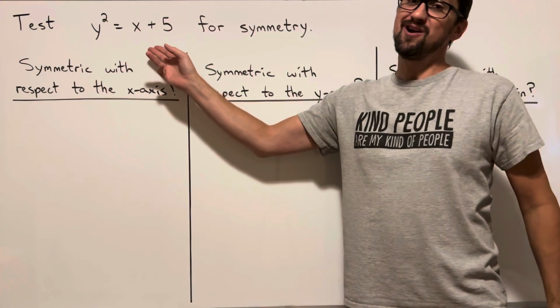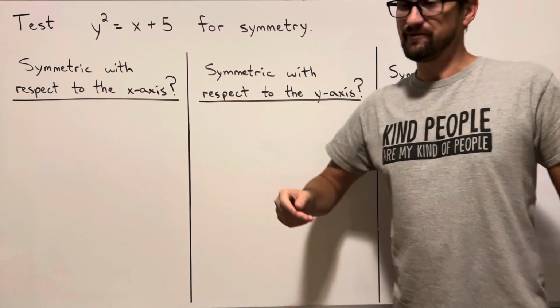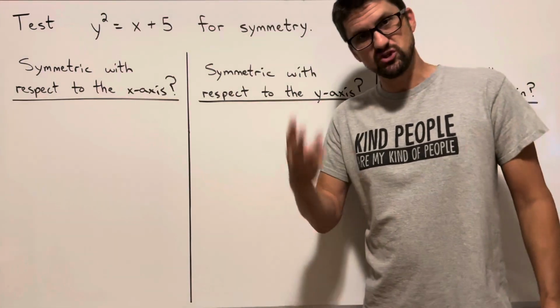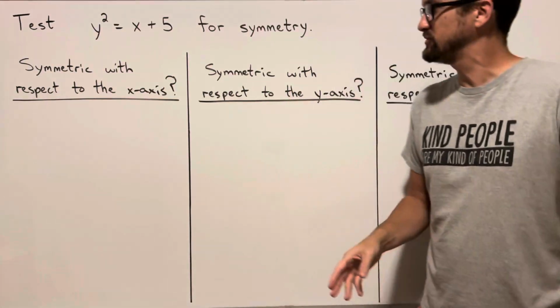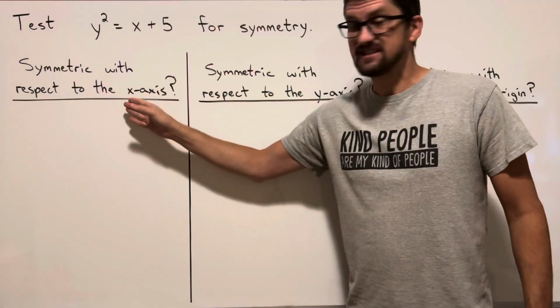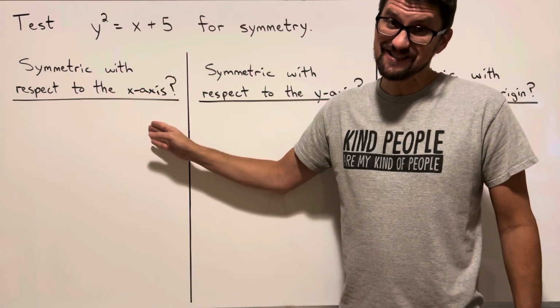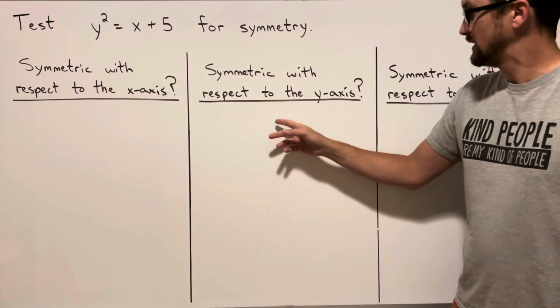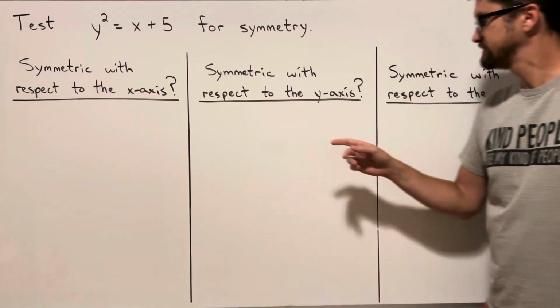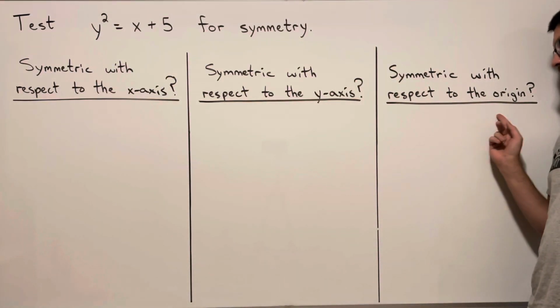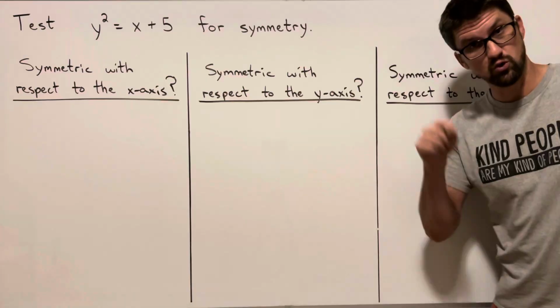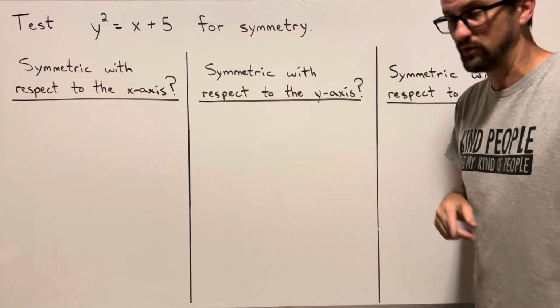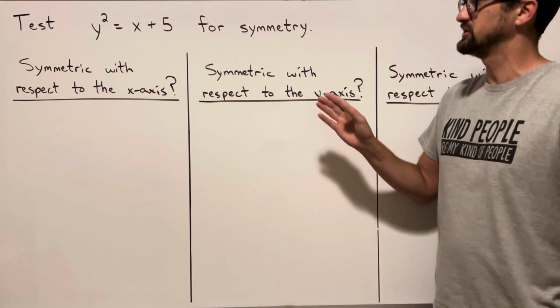Test y squared equals x plus 5 for symmetry. There's three types of symmetry. Is it symmetric with respect to the x-axis? Is it symmetric to the y-axis? And is it symmetric to the origin? Origin's the 0, 0 middle point in the Cartesian coordinate system.